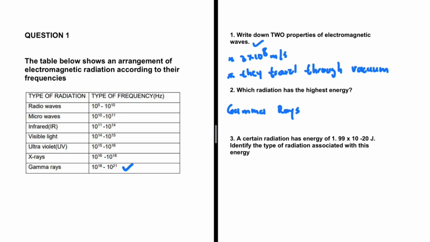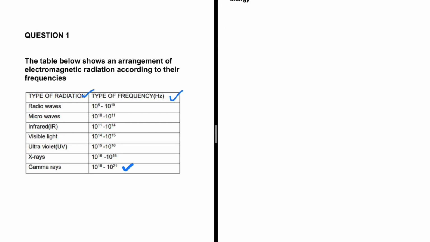The third question: a certain radiation has energy of 1.99 times 10 to the power minus 20 joules. Identify the type of radiation associated with this energy. So we are given the energy. The question says that we must find the type of radiation associated with this energy. We are given a table of type of radiation and frequency.